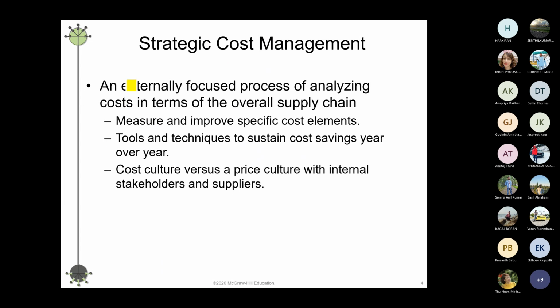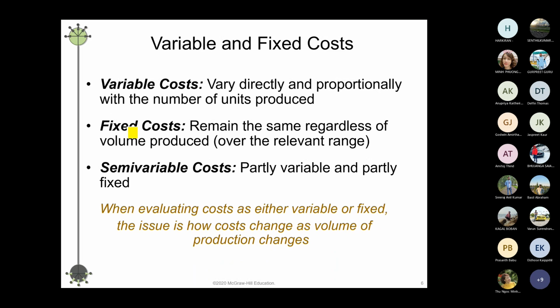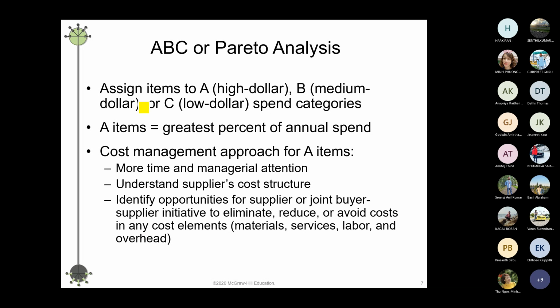Here we talked about strategic cost management and what it means, what the process is, and what the steps are. And here again, we reviewed the method that we classify the cost in terms of direct and indirect cost, and we discussed why it is important to consider direct and indirect cost. The same for variable, fixed, and semi-variable cost, why it is important. And then here we learned the ABC classification, which is discussed in inventory management, as well as Pareto analysis.